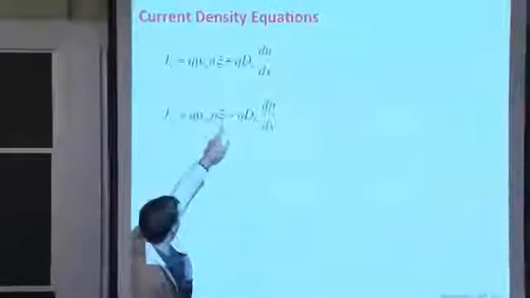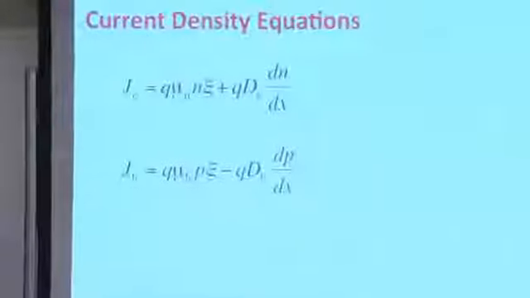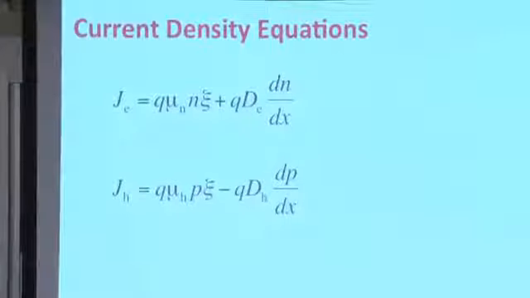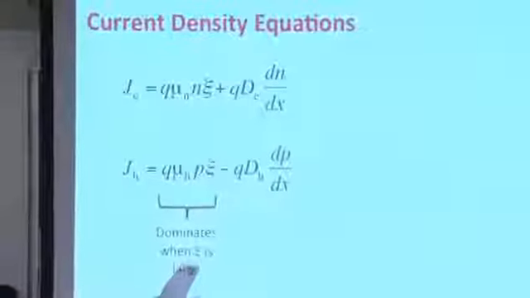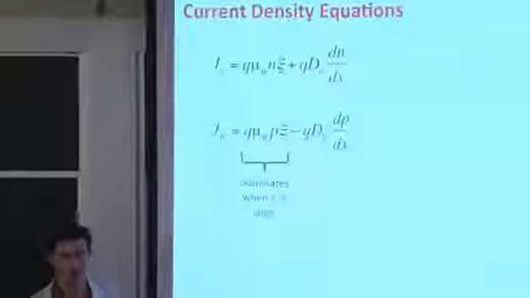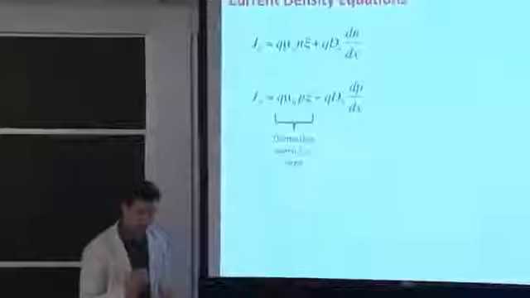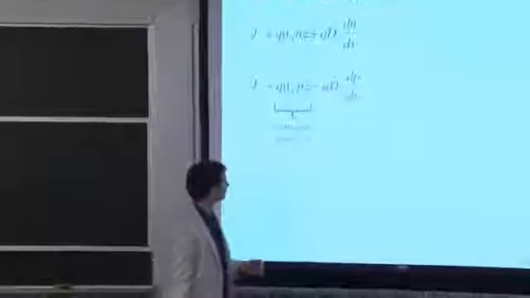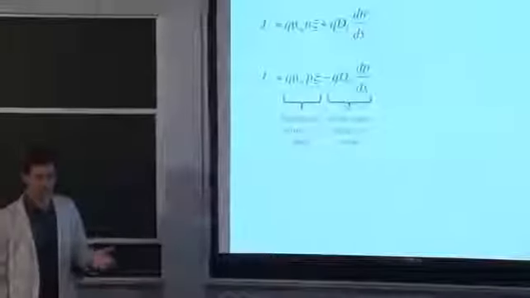So by combining the two, by combining drift and diffusion for electrons and holes, we can describe the current flow across that p-n junction. When the electric field is large, the drift current term is going to dominate. If you have a large field, that's going to be the dominant current source, if you will. And when the electric field is small, diffusion is going to dominate.